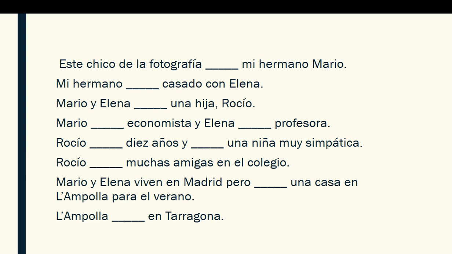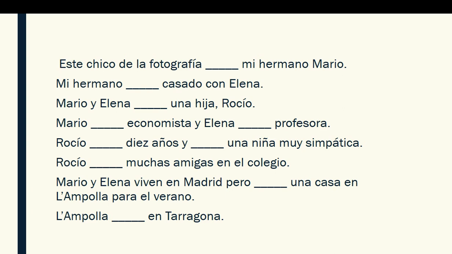Este chico de la fotografía ___ mi hermano Mario. Mi hermano ___ casado con Elena. Mario y Elena ___ una hija, Rocio. Mario ___ economista y Elena ___ profesora. Rocio ___ 10 años y ___ una niña muy simpática. So the daughter of Mario and Elena was mentioned too, and her name is Rocio, and she was described as someone who is very nice, and she's 10 years old.